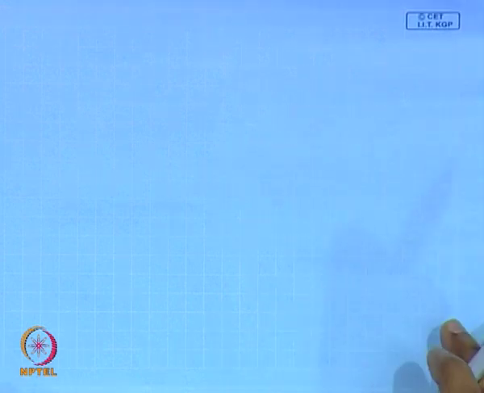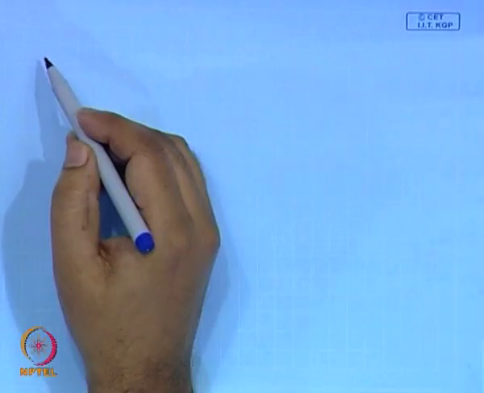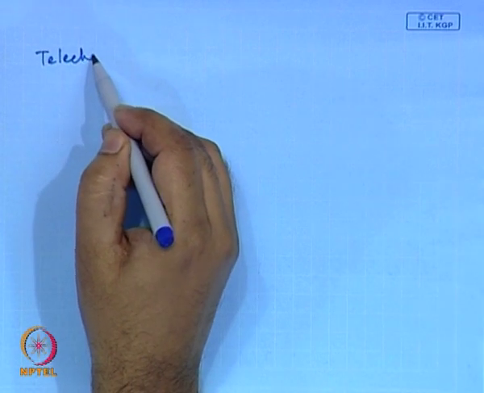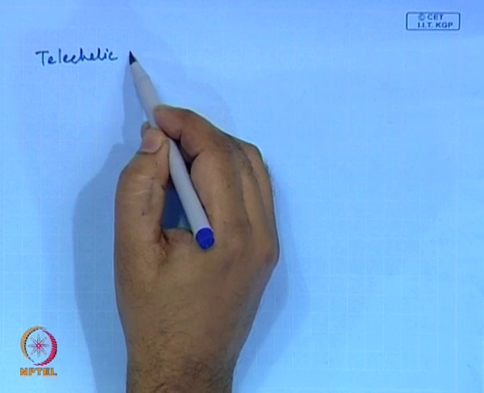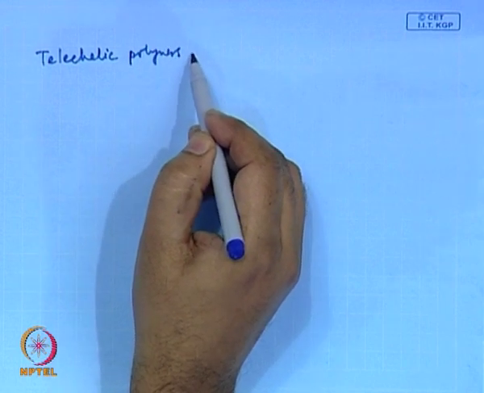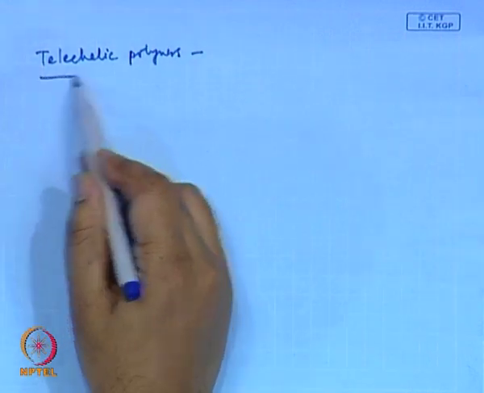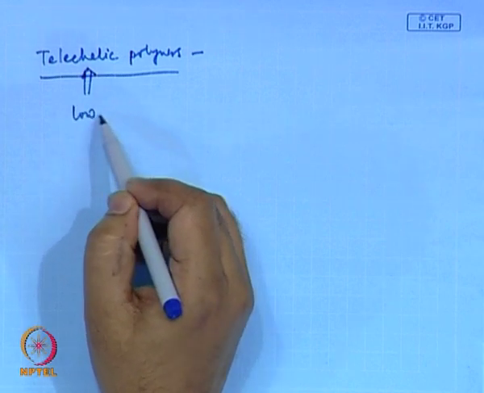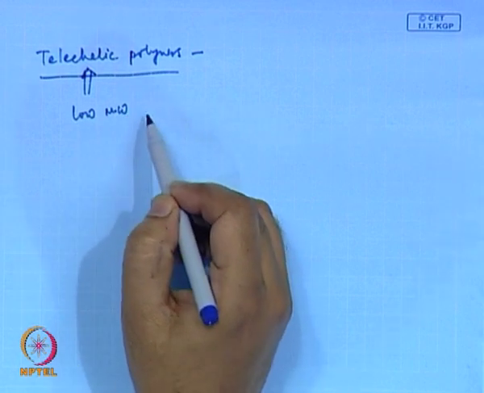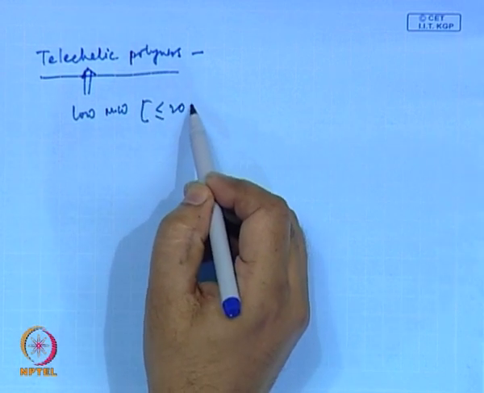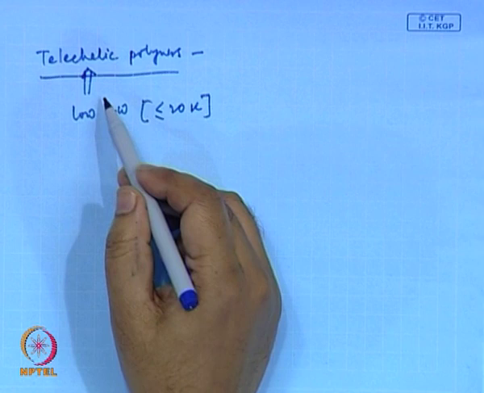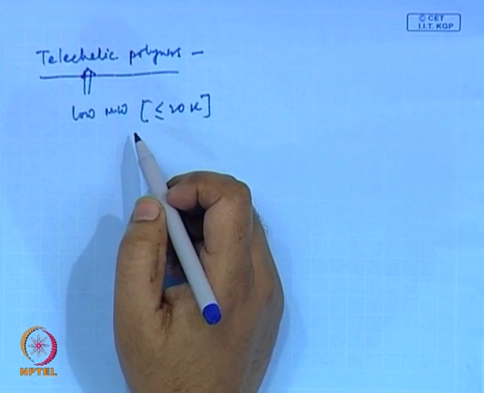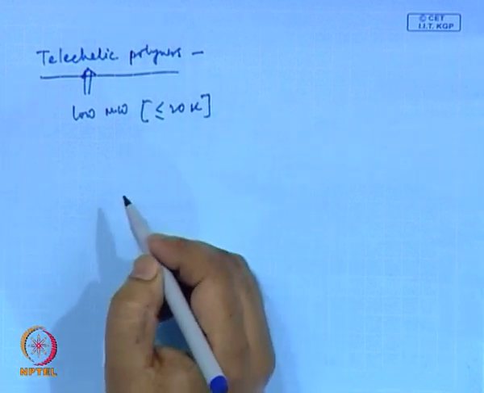Now, this cationic chain polymerization can be utilized to synthesize telechelic polymers as well, where the telechelic term means low molecular weight, typically less than 20 K molecular weight, with a functional group at the end, which can be utilized for further reactions.